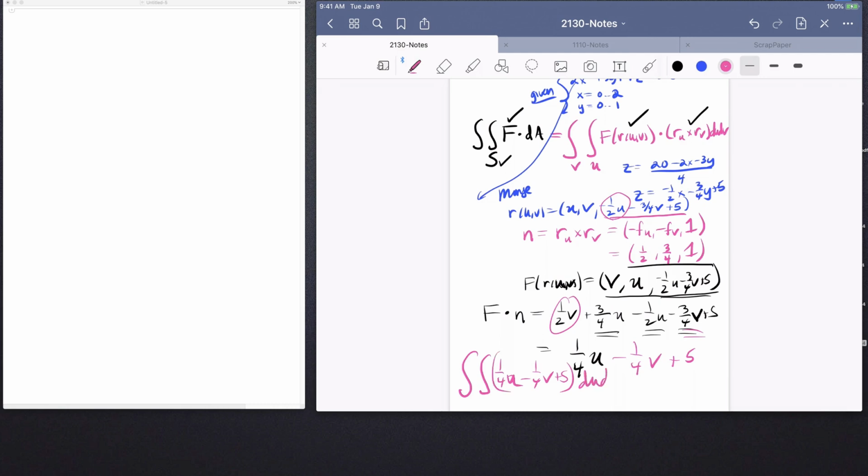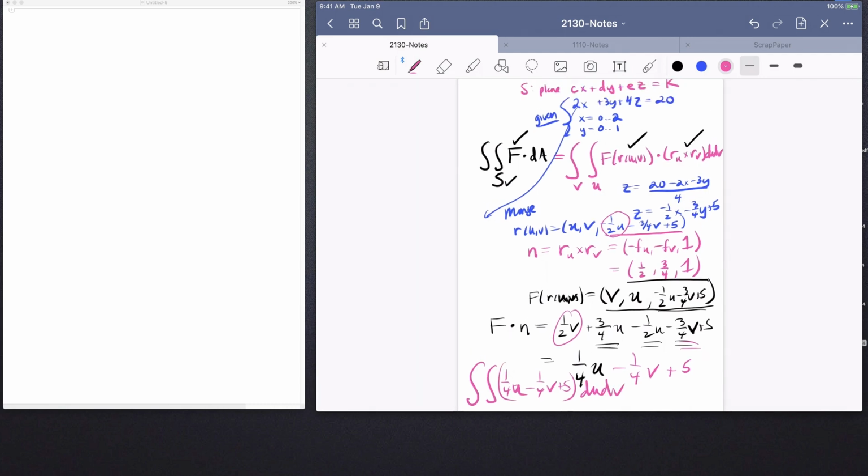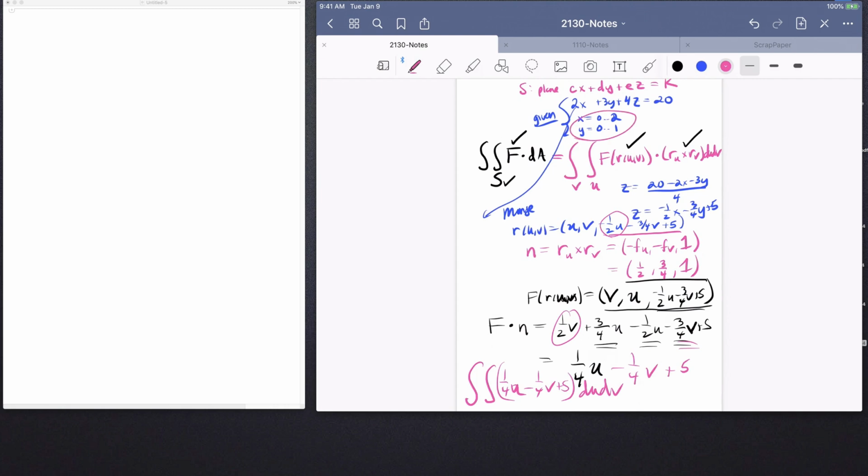We need to integrate with respect to u and v, and because u and v are given, we knew what part of the plane, and u is equal to x, so u will go from 0 to 2, and v will go from 0 to 1. And if you evaluate that integral, you will get 41 divided by 4.